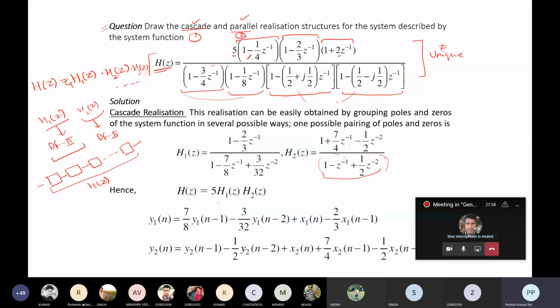So this is a second order system. A second order system can be realized directly by using the direct form 2 structure. After combining it will be easy. This is the first form.